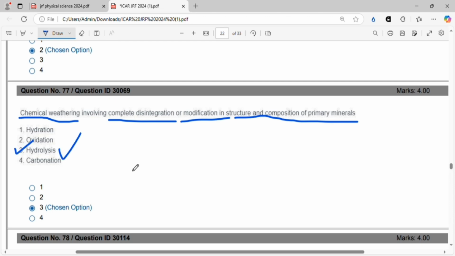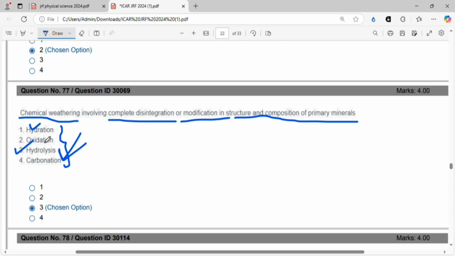Hydrolysis is also called the forerunner of clay formation, and hydrolysis is the most important chemical weathering process in the context of soil formation. For any important process related to chemical weathering, the answer is mostly hydrolysis, and here the answer will be hydrolysis. From here, you have to read the definition of all the other terms.